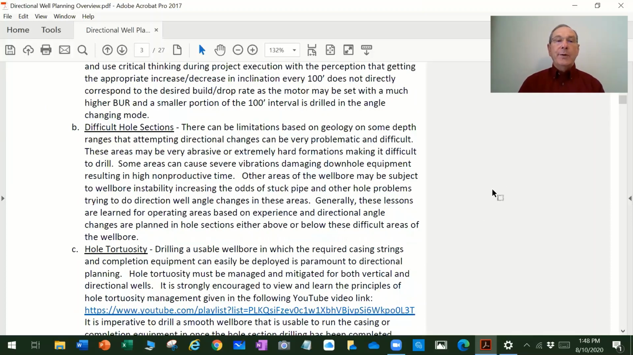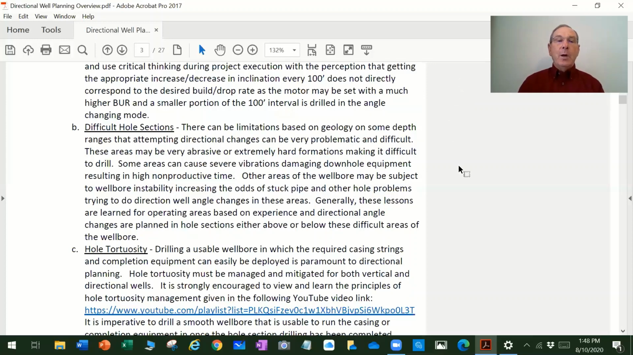We also can have difficult hole sections. Difficult hole sections could be basically because of geology. You could have borehole instability sections. You could be very abrasive, very hard with lots of vibrations. It could be so hard that the bit actually just cannot dig into the rock on the side. Makes it very difficult. So generally speaking, when we have these areas, based on experience, you'll do the directional work either above or below. I call these difficult hole sections, and it's generally known based on the experience of an area.